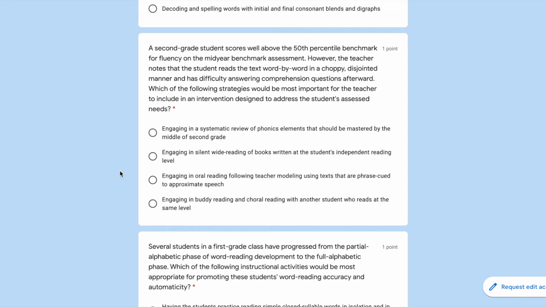Is it letter A, engaging in a systemic review of phonics elements that should be mastered by the middle of second grade? B, engaging in silent, wide reading of books written at the student's independent reading level. C, engaging in oral reading following the teacher's modeling using the texts that are phrase cued to approximate speech. Or is it D, engaging in buddy reading and choral reading with another student who reads at that same level? Take a moment here and select your best answer.